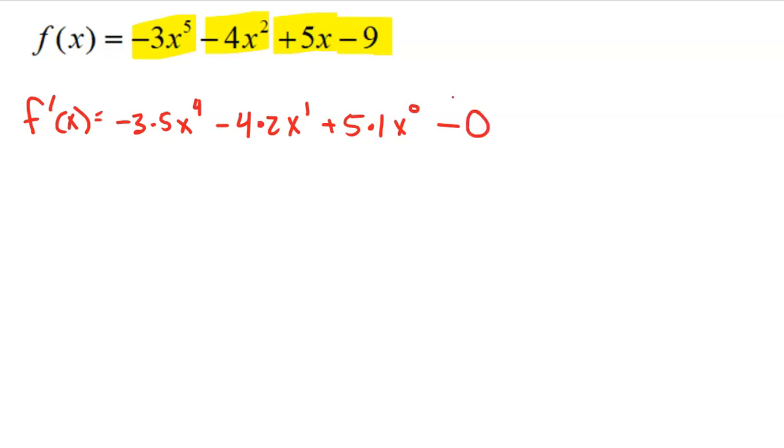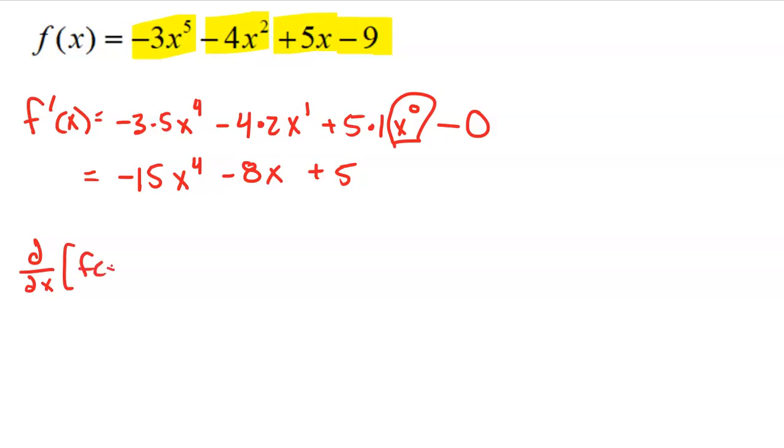That was the very first rule we talked about back in part 1 of this video series. So cleaning this up, I have a negative 15x to the fourth minus 8x to the first plus 5. Because remember, x to the 0 is 1. 5 times 1 times 1 is just 5. So the derivative with respect to x of my function, now notice what I did there.